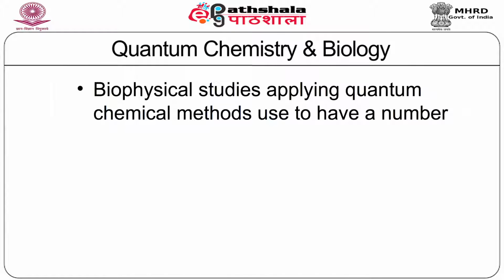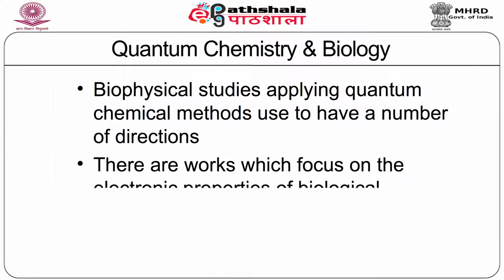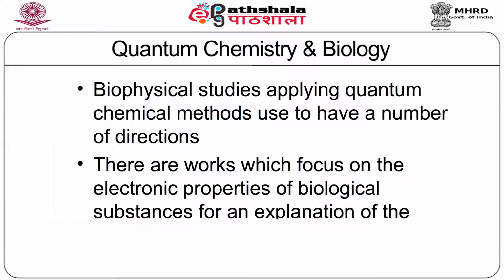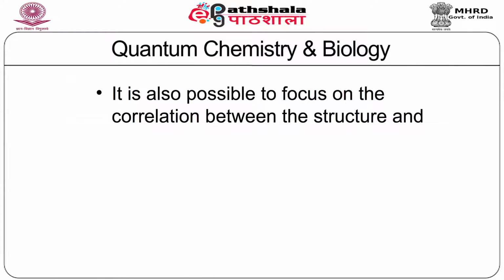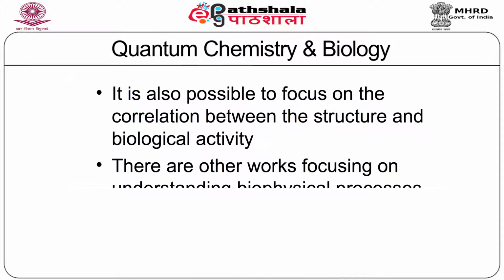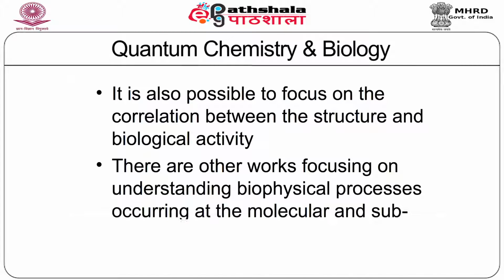Biophysical studies applying quantum chemical methods used to have a number of directions. There are works which focus on the electronic properties of biological substances for an explanation of the experimental data. It is also possible to focus on the correlation between the structure and biological activity. There are other works focusing on understanding biophysical processes occurring at the molecular and submolecular level.